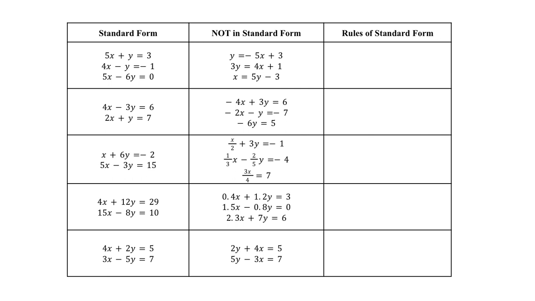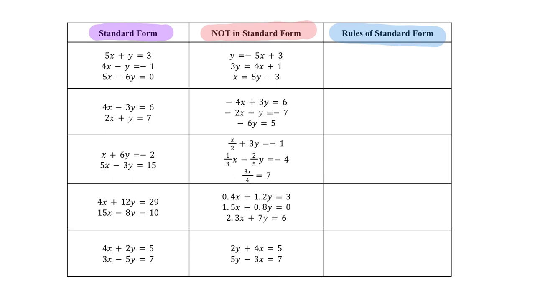So what you see on the screen right now is a big chart and it's got three columns. The first column is telling you that all of those equations are in standard form. They are examples of lines written in standard form. The middle column are lines that are not in standard form. And then what I would like you to do is to try to take a shot at coming up with what are the rules for what determines standard form.